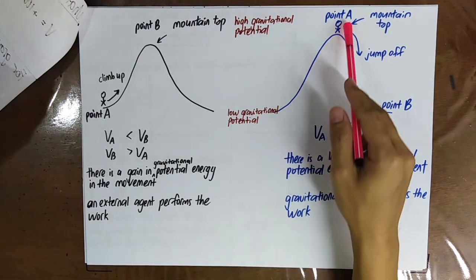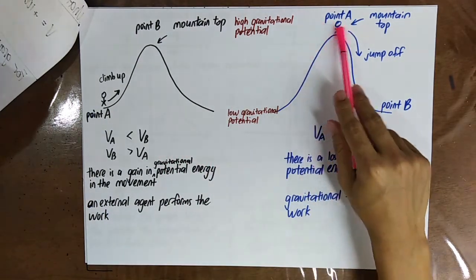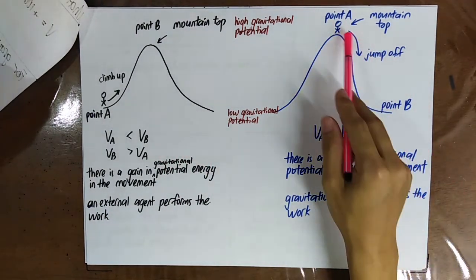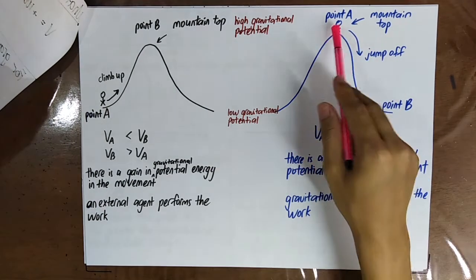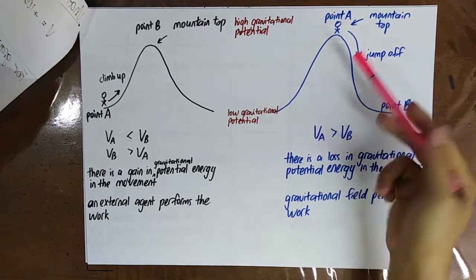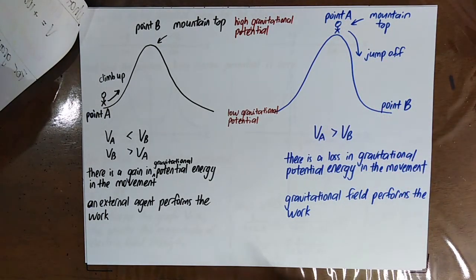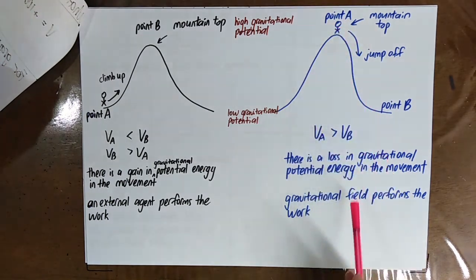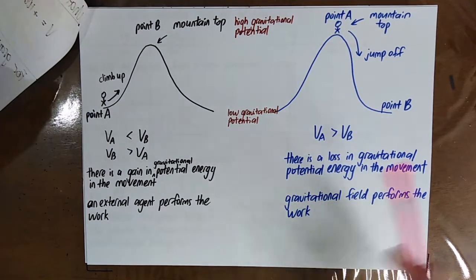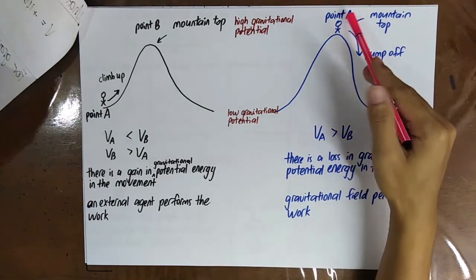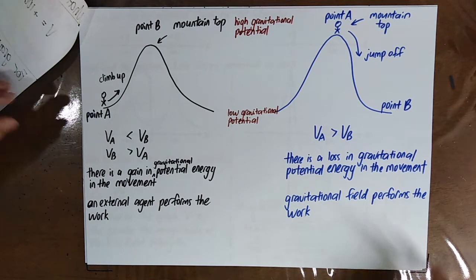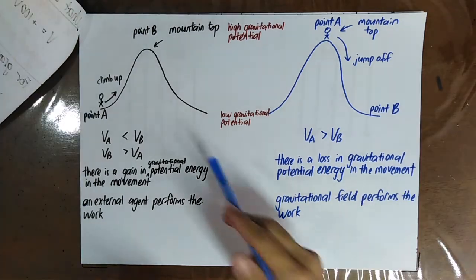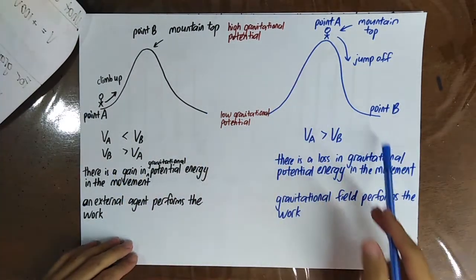Let's say now you are already on the top of the mountain and then you want to come down. You don't even have to use energy, you know. You just straight away jump off the cliff. You just straight away jump off the mountain, then the gravity can help you to do the work. So that means that you do not do the work, but the gravity performs the work for you. So there is a loss in the gravitational potential energy in the movement. Okay, so this is what we have learned in the gravitational field.